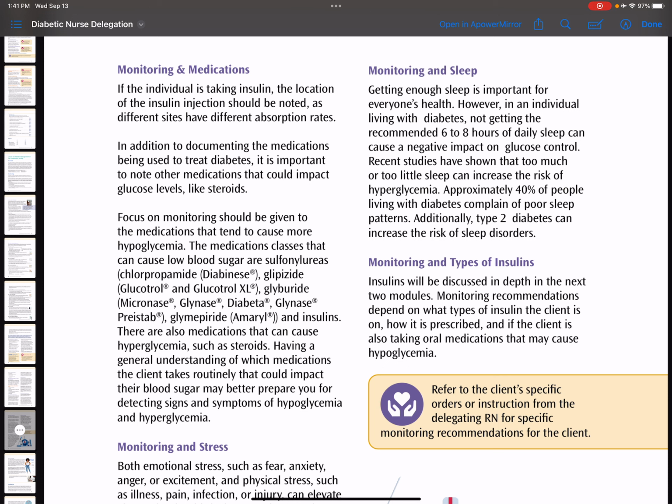Emotional stress, fear, anxiety, anger, excitement, and physical stress can all elevate blood glucose level, as we talked about before. And sleep is very important. Getting enough sleep is important for everyone, but especially for diabetic people. They need to sleep 6 to 8 hours every day. If they don't sleep, their blood sugar fluctuates. Recent studies show that too much or too little sleep can increase the risk of hyperglycemia.